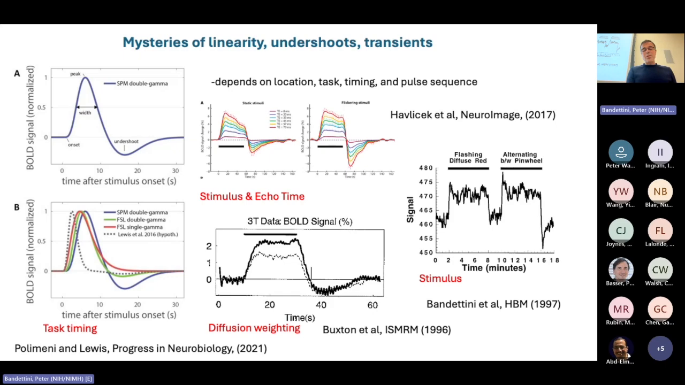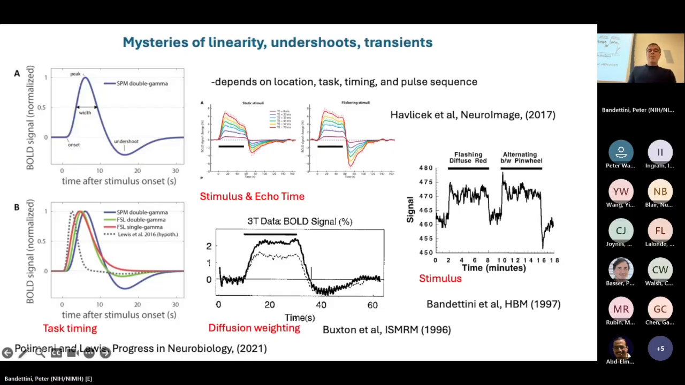So that's another mystery. And there's also a lot of information that we're still gathering that we still don't fully understand. And I have to emphasize this plot was made now almost 30 years ago. Looking at the literature, and maybe of course I've missed something, there's a lot of systematic differences in the post-undershoot. And this is just one example. If you have a flashing diffuse red stimulus, and then you alternate that with a black and white pinwheel, for instance, you might get the same level of activation, but huge differences in the post-undershoot.